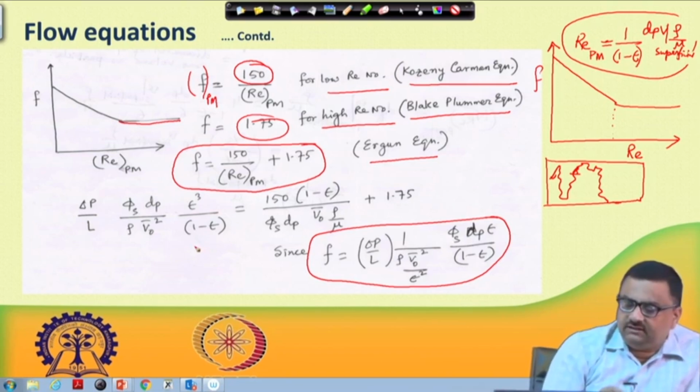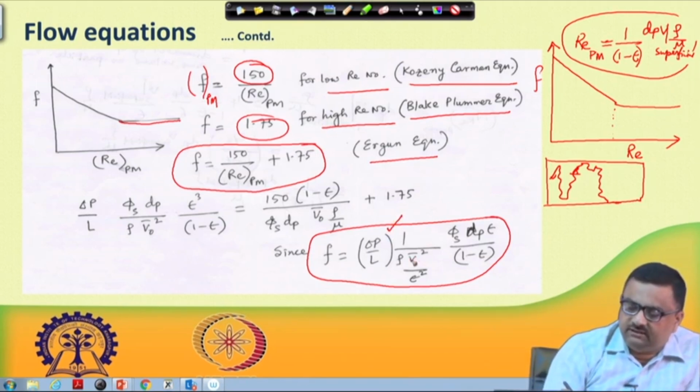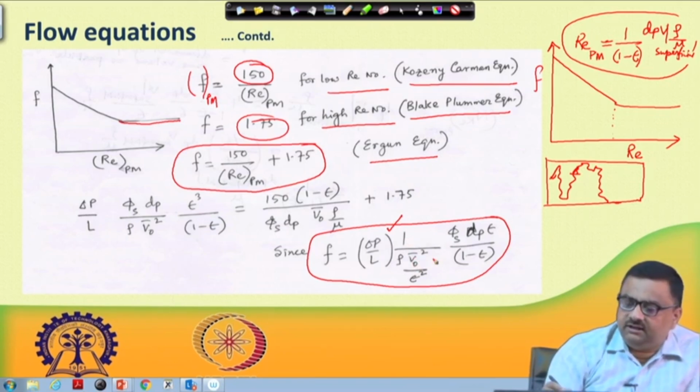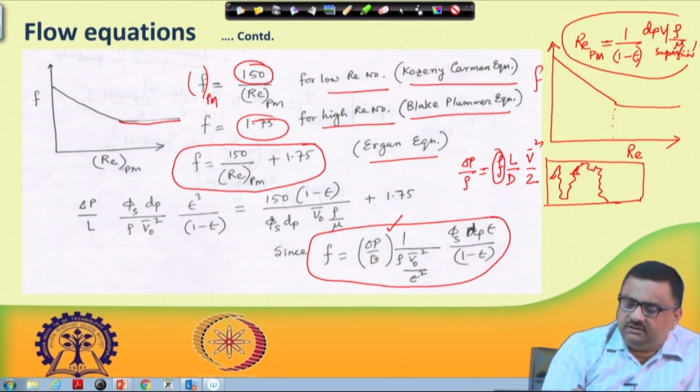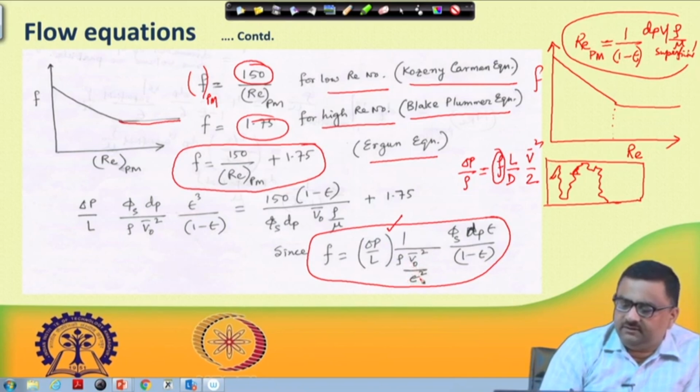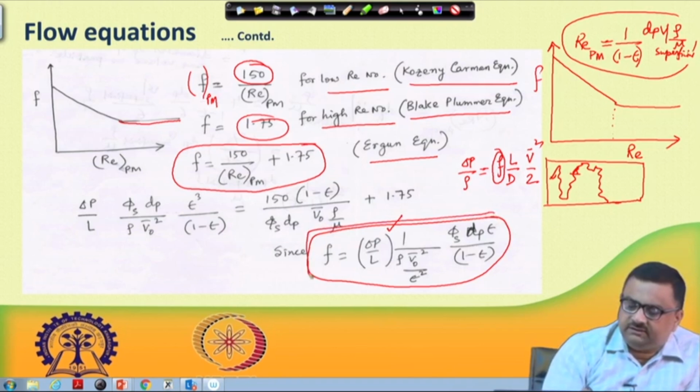So, what is friction factor? We can see here one delta P by L in that friction factor. We have this kinetic energy term here. See, what was the equation we had earlier? Delta P by rho is equal to f L by D into V bar square by 2, right. So, this was the friction factor we had, and this time we are trying to define friction factor. So, delta P by L is going there, I can see rho V0 bar square by epsilon square, this is going there, and then 1 by epsilon would be there, and then phi s dp. So, you have this L by D, so that D has to be taken into account. This is something which is defined as the friction factor in this context.